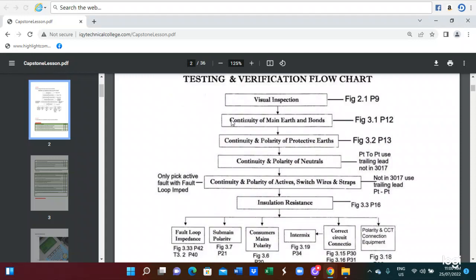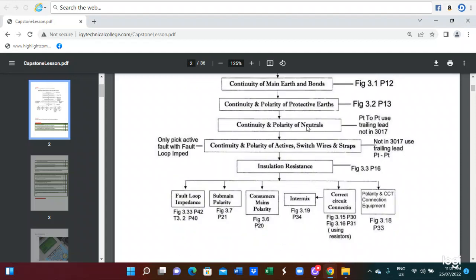After that, you also have to test the continuity of the main earth and the bond. So the main earth resistance, continuity, and the bond need to be tested. All the earth resistance, all the bonding need to be tested. Also, you have to test the continuity and polarity of the protective earths. Protective earths also need to be tested, and also polarity. Continuity or neutral polarity need to be tested.